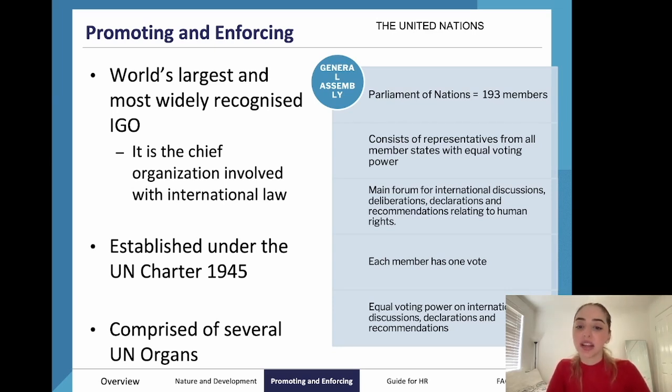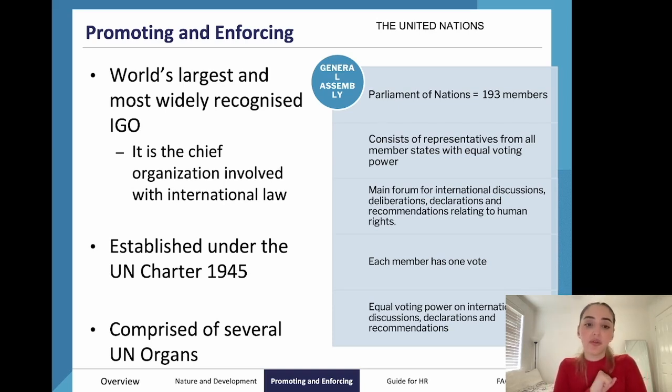As I said, it was established under the UN Charter 1945, and it was comprised of several UN organs, including the General Assembly. So the General Assembly is like the Parliament of Nations, right? It's the image of the UN that we all have, that big room where they all come together and sit together and vote and discuss particular human rights breaches and issues. It has 193 members. It consists of representatives from all member states with equal voting power.